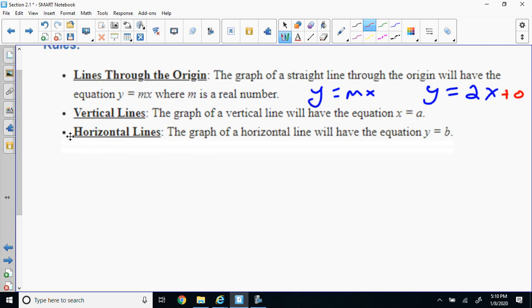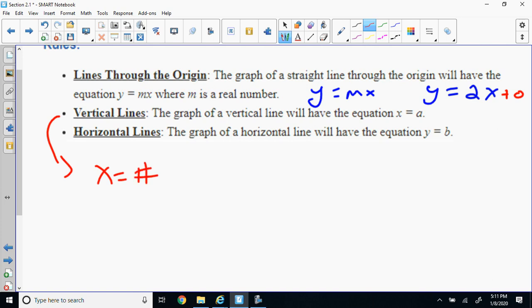Vertical lines and horizontal lines. Those are 2 special cases when it comes to linear equations, right? Do you know how to identify them? No? Okay, let's think about this. Every linear equation that we look at, standard form, slope-intercept form, point-slope form, contains an x and a y, right? 2 variables.